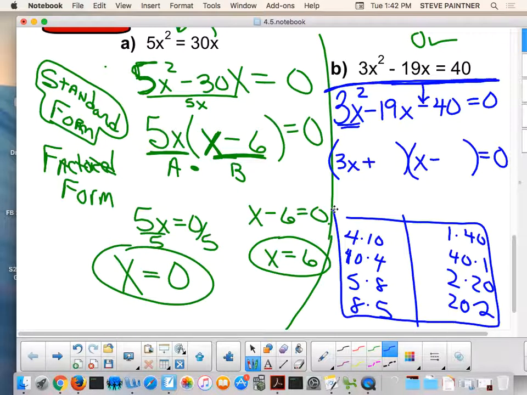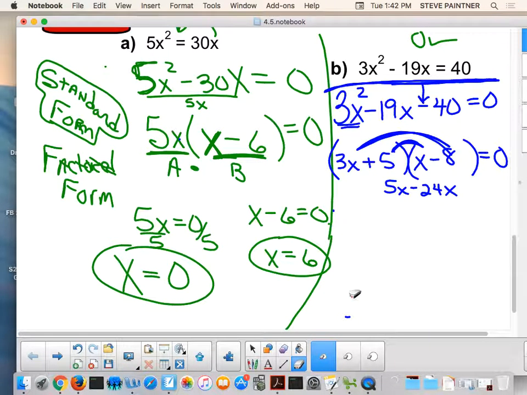It typically is. Okay, tell me, which one? 5, 8, let's do 5, 8. Here we go. Inner's what? 5x. Outer's what? Negative 24x. Together that makes negative 19x. Woohoo! We got it. We're good. Okay.